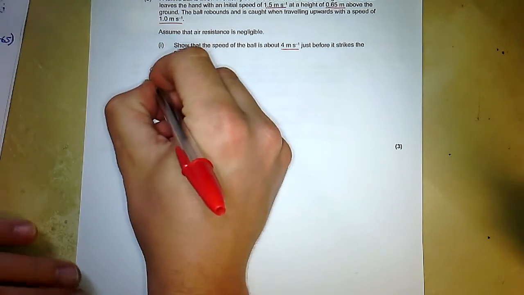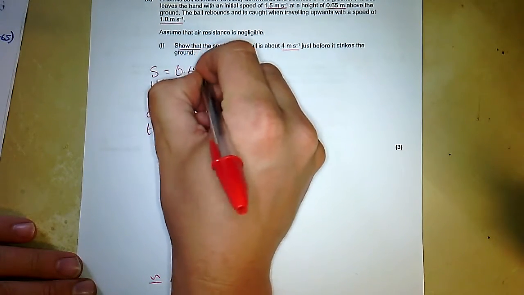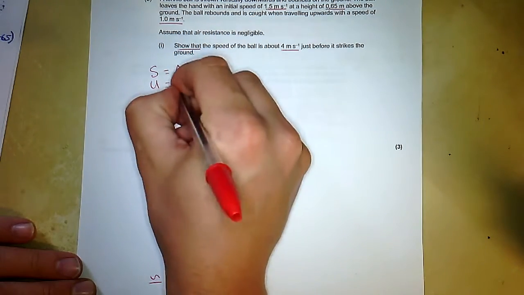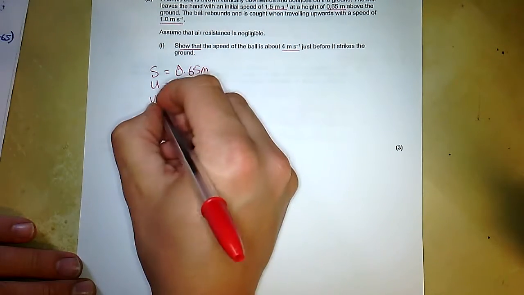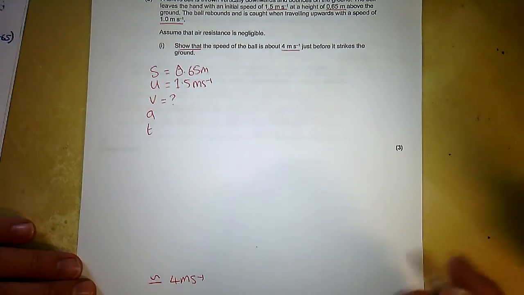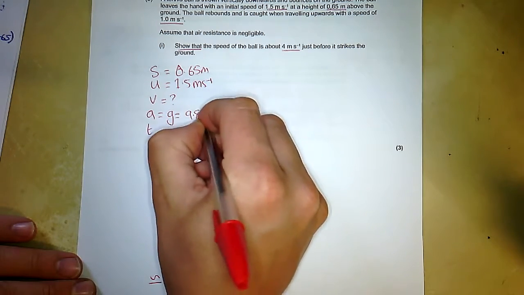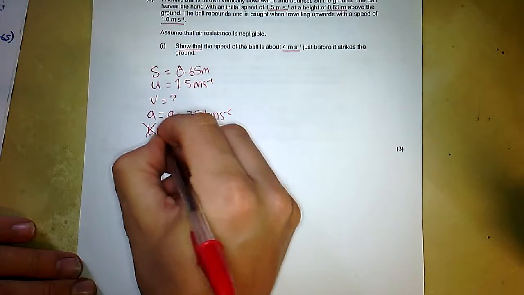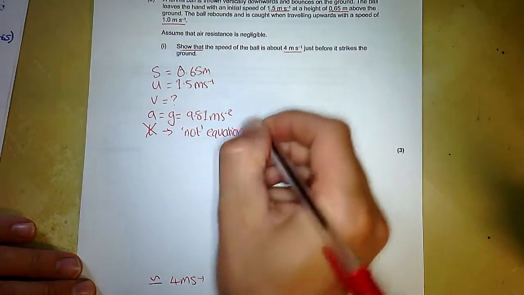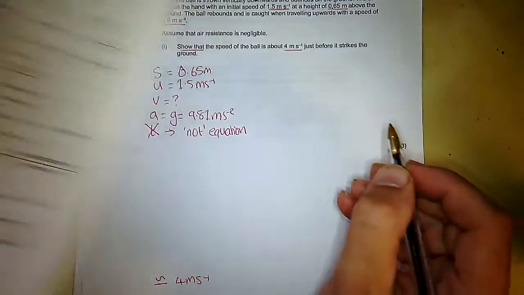So we write down SUVAT, S 0.65 meters. That was the height. U, the initial velocity, 1.5 meters per second. V, the final velocity, is our unknown. It says show that, we're going to try and end up at 4 meters per second. A, the acceleration, is due to gravity, so it's 9.81 meters per second squared. We have no information on t, so we use the no t equation, which is from the data sheet, v squared equals u squared plus 2as.